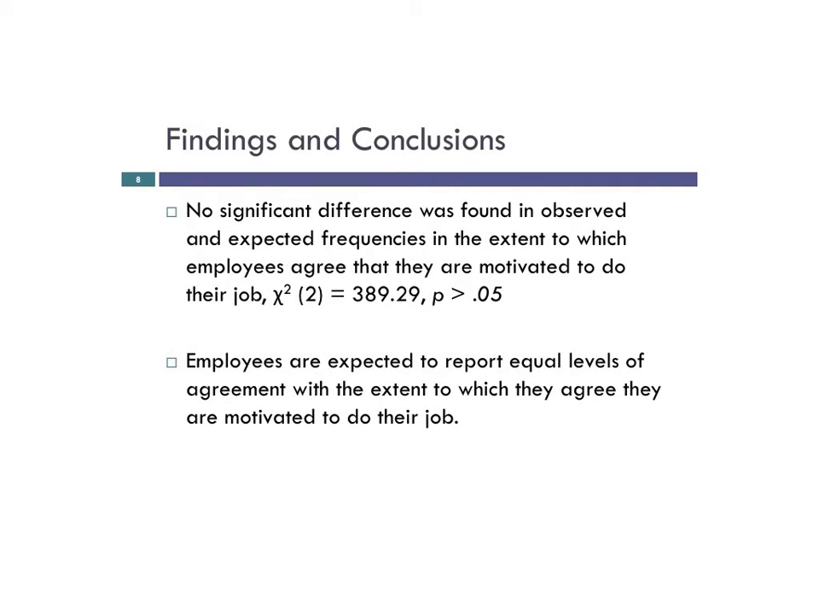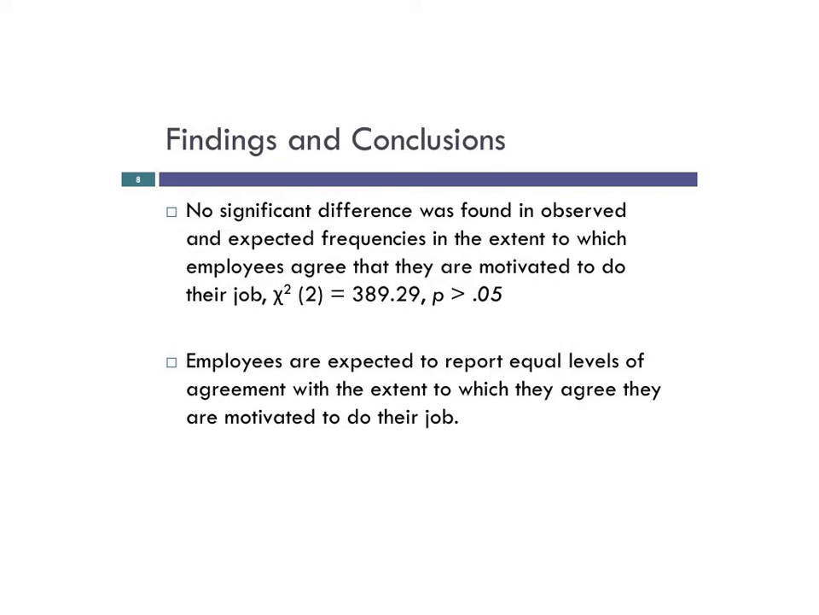Unfortunately, I have a typo here because they are not expected to equally agree, so I have to fix this. There was a significant difference found in the observed and the expected frequencies, the extent to which employees agree they're motivated to do their job. Obviously, p was less than 0.05 because chi-square was so big. So instead of no significant difference, that should say a significant difference was found. And then I deem that employees were more likely to be motivated.